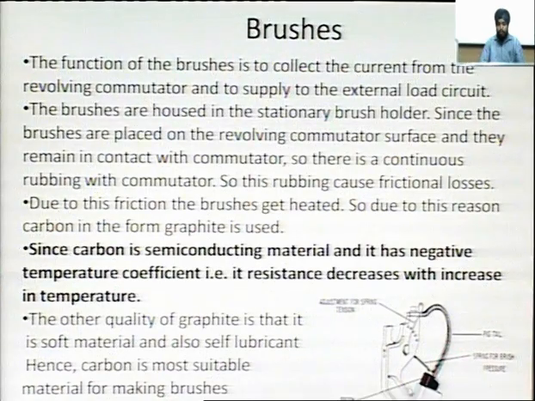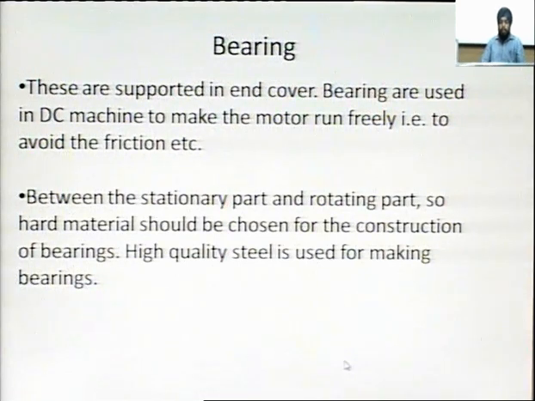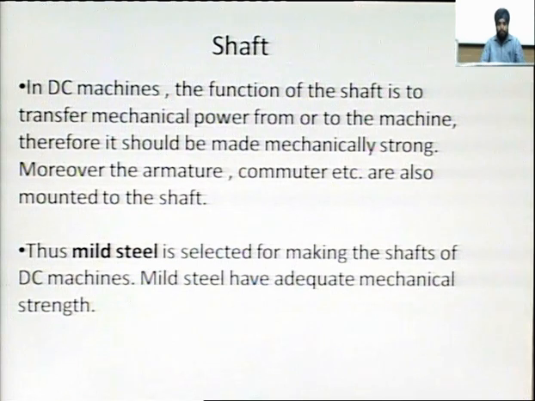So carbon is used for the brush. Next is bearing. These are spotted in the end cover. Bearings are used in a DC machine to make the motor run freely, that is, to avoid the friction between the stationary part and rotating parts. So a hard material should be chosen for the construction of bearing. High quality steel is used for making bearing.